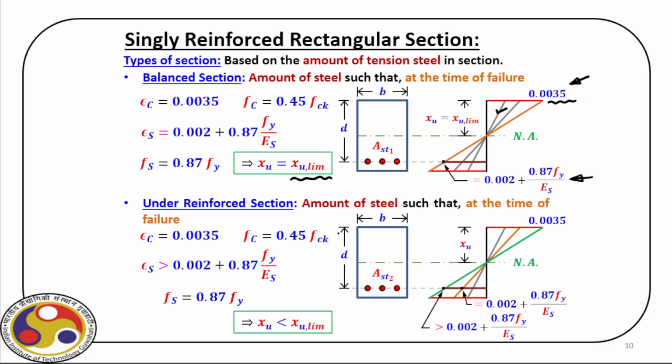Now, in case of an under-reinforced section, what happens? Our extreme fiber of the concrete is experiencing a strain of 0.0035, and then the steel is having more strain, which is here, which is more than this value for the limiting case, and that's the reason we have this situation, and XU is less than XU limit. So this value of XU is actually less than XU limit for the obvious reason that we have already seen.